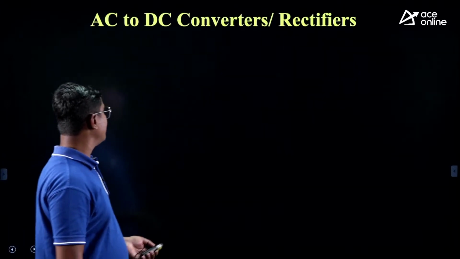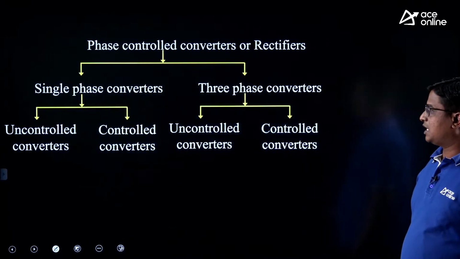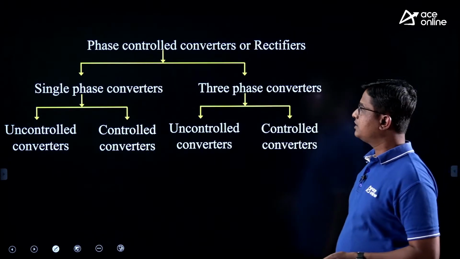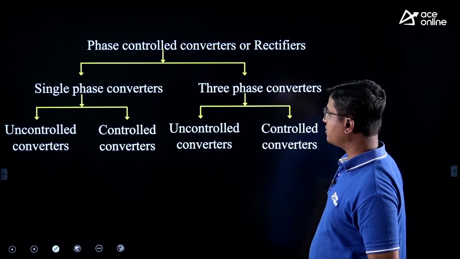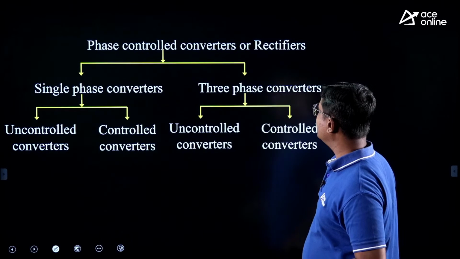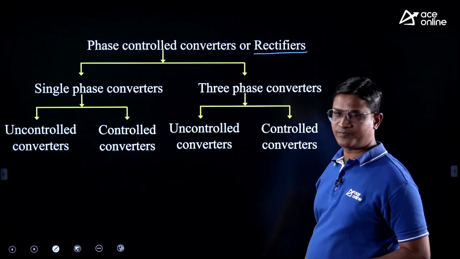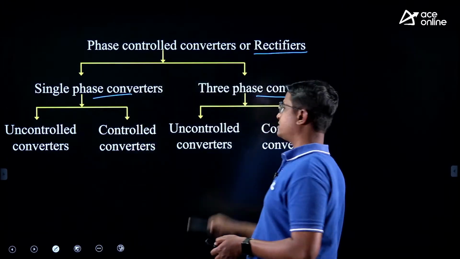Yes, let us discuss some important points. Have a look. So AC to DC converters, in that we are having the controlled rectifiers and uncontrolled rectifiers. Okay, right? So phase controlled converters or rectifiers are having 2 types: single phase converters and 3 phase converters.